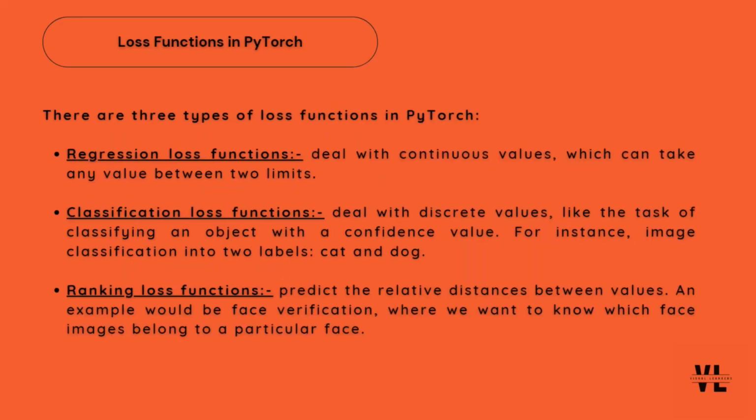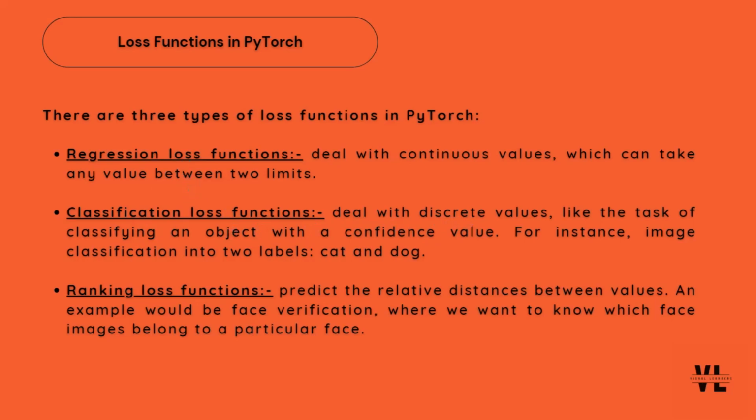There are three types of loss functions in PyTorch. The first one is a regression loss function, which deals with continuous values, which can take any value between two limits. Regression loss functions are loss functions which are used for regression models. So the output from the model, or the predictions, are going to be continuous instead of discrete values. But classification is the opposite of regression, in which the output from our model is discrete values and it does not deal with continuous outputs.